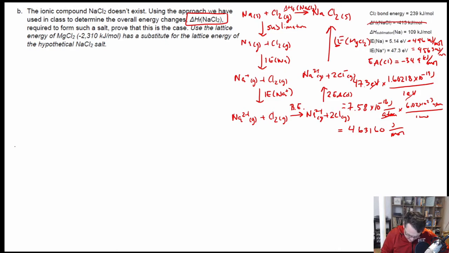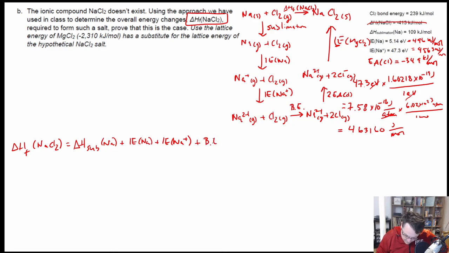The way that we set this up is that we have the delta H of formation of sodium dichloride is going to be equal to the delta H of sublimation of sodium, plus the ionization energy of sodium, plus the second ionization energy of sodium, plus the bond energy of Cl2, plus 2 times, and that's an important thing again, the electron affinity of Cl, plus the lattice energy of magnesium chloride, since that's going to be our proxy value in that case.